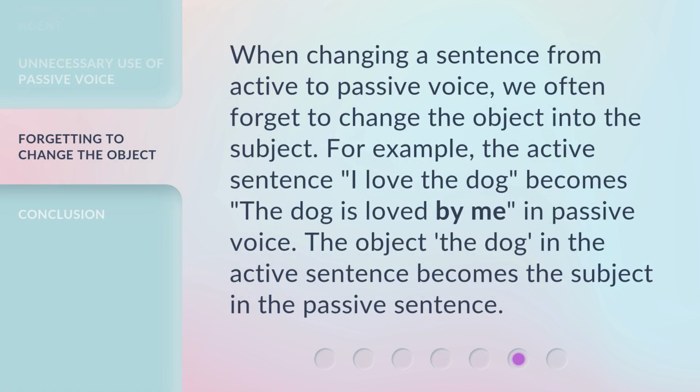When changing a sentence from active to passive voice, we often forget to change the object into the subject. For example, the active sentence, "I love the dog," becomes, "The dog is loved by me," in passive voice. The object, the dog, in the active sentence becomes the subject in the passive sentence.